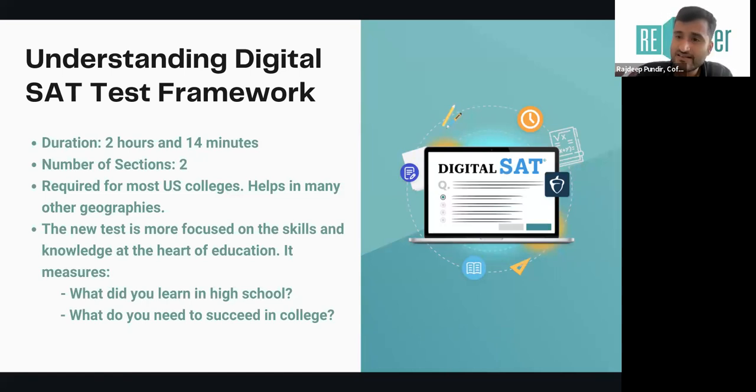So that's why I said this is required by most of the US colleges. It also helps in many other geographies because apart from the US, Canada, Singapore, Hong Kong are some of the other countries where SAT is also accepted. It may not be mandatory there, but it is accepted and it's important in terms of admission, plus more so from the scholarship perspective.